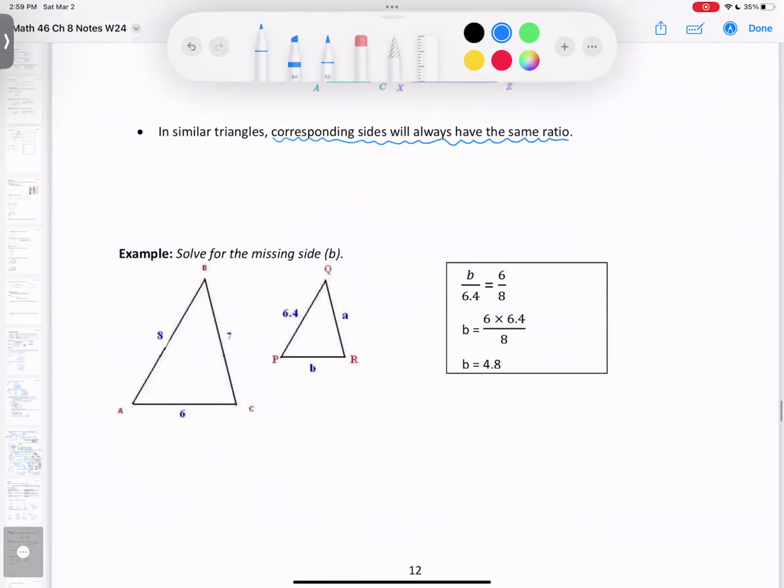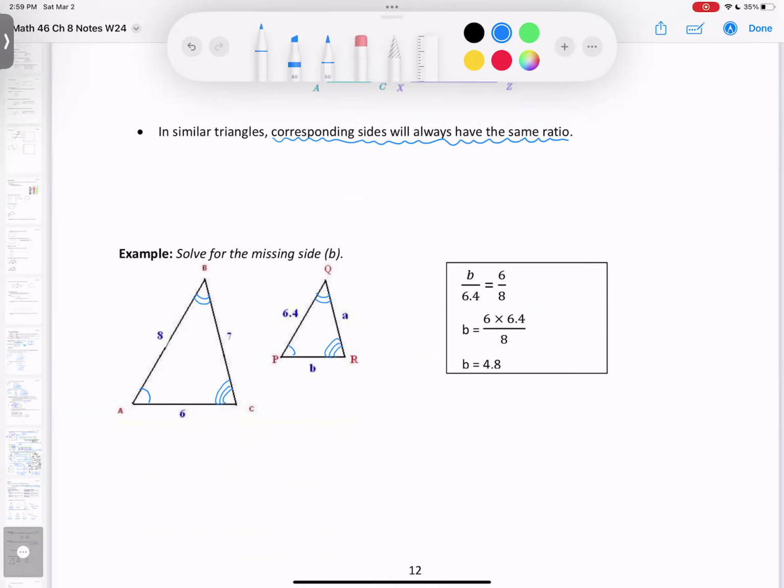Okay, so for example, here we've been given a triangle ABC where we know the side lengths, and we've been given a similar triangle PQR. These we need to assume are similar, so let's draw on the markings here to make that more obvious. This first one is a scaled up version of the second one, and we want to solve for missing side length B.